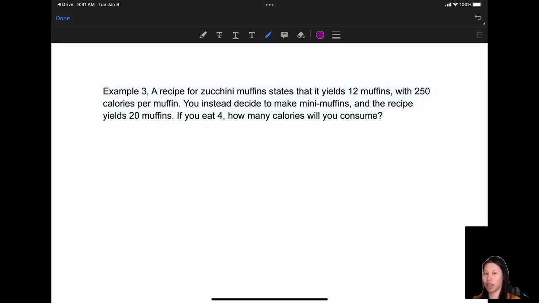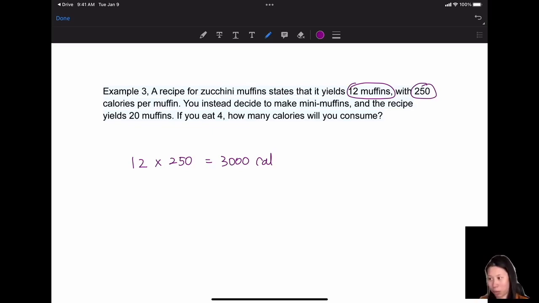So in this one, we can consider, hey, how many calories for the whole recipe? So we know that this recipe yields 12 muffins and each one contains 215 calories. So the total calories is 12 times 215. Let me use a calculator. Which gives you about 3,000 calories. So that means this recipe totally contains 3,000 calories.